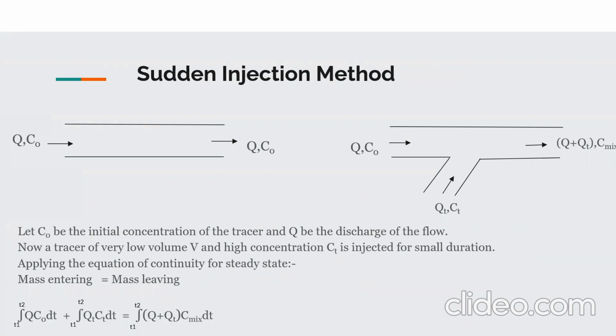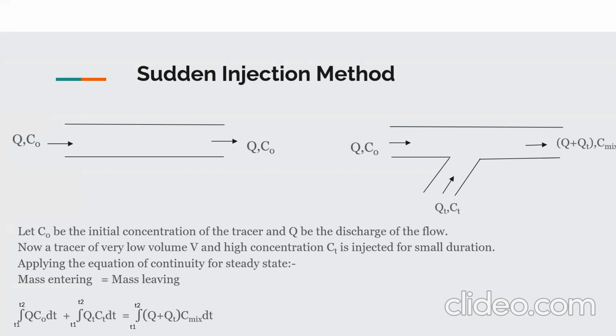Another method is the sudden injection method. Here the tracer is injected suddenly for a short period of time. The initial condition would remain the same, the flow having discharge Q and the concentration of the tracer being C0. Now a tracer of very low volume V and having high concentration Ct is injected for a very short period of time, say from T1 to T2.